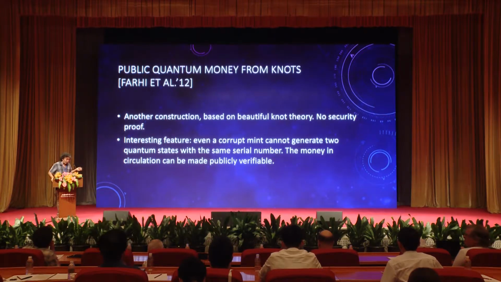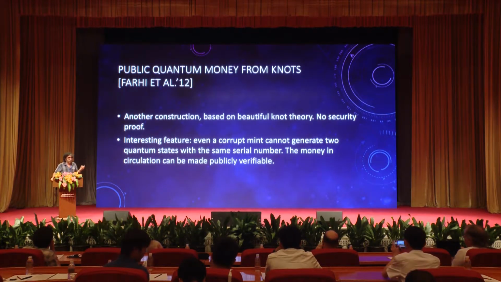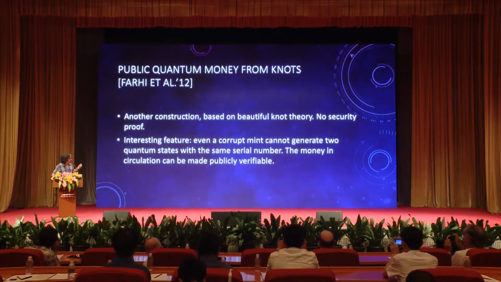So I'll now give another construction by Farhi et al. I'll only mention it. It's based on beautiful knot theory. Unfortunately, I won't have time to get into the details, but it has a very interesting feature which I would like to mention: even a corrupt mint cannot generate two quantum money states with the same serial number.